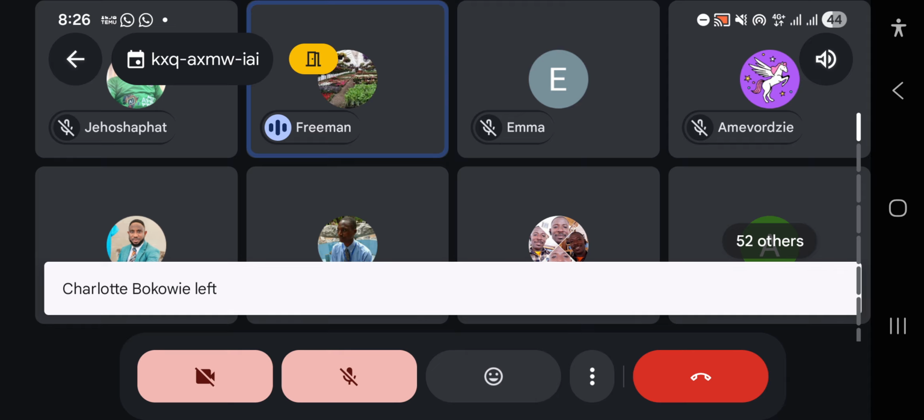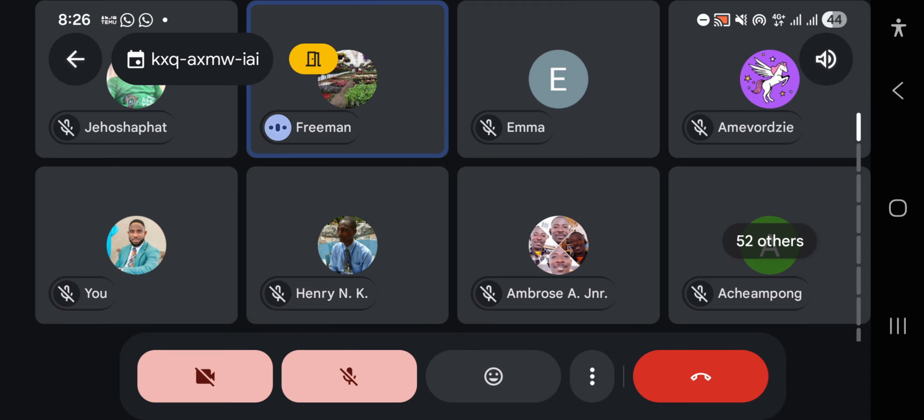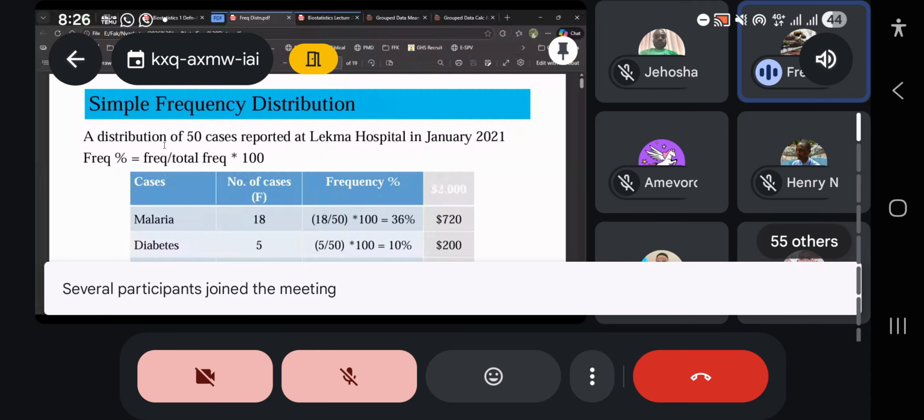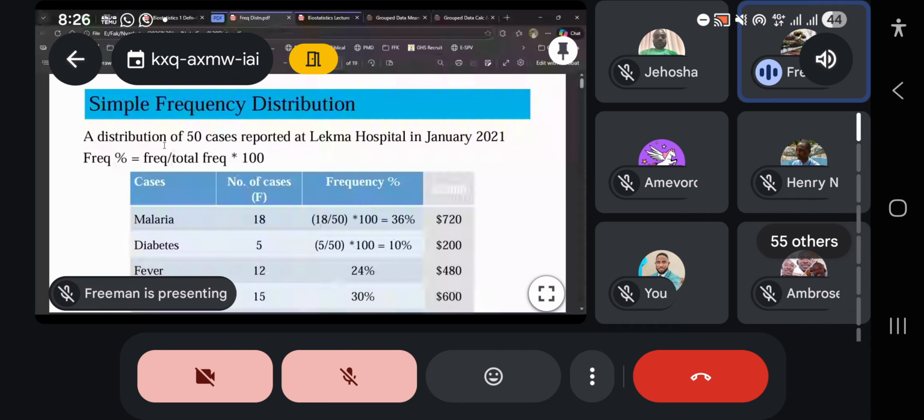Yeah, so we're also talking about cumulative frequency. Let's see how we will draw that curve too. A distribution of 50 cases reported at Lekman Hospital in January 2021. Frequency percentage equals frequency over total frequency times 100. That is fine. It's something we have been talking about all this while.